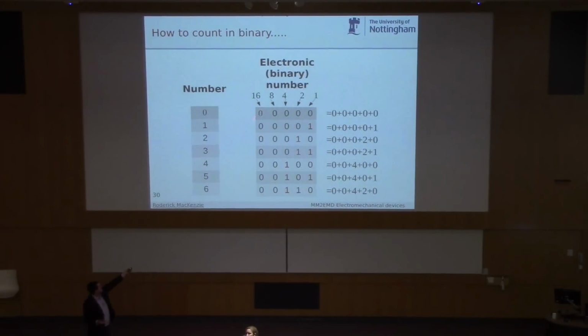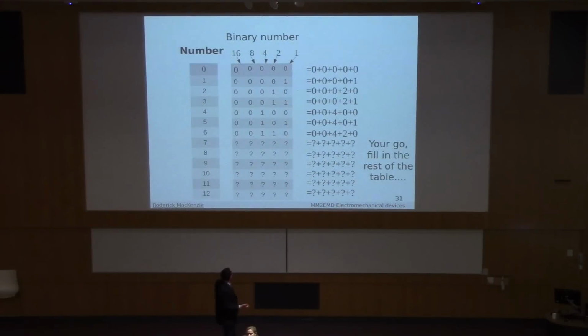So we can go 0, 0, 0, 0, 0 is 0, 0, 0, 0, 0, 1 is 1, 0, 0, 0, 1, 0 is 2, 0, 0, 0, 1, 1 is 3, 0, 0, 1, 0, 0 is 4. Get the idea? Any questions? No? Right, well, it's your go now.